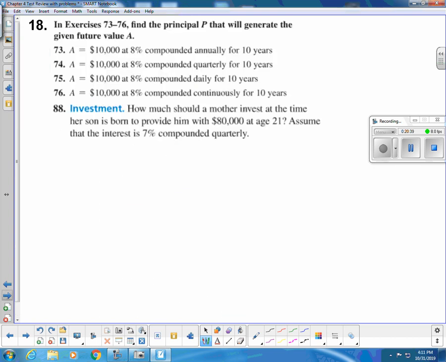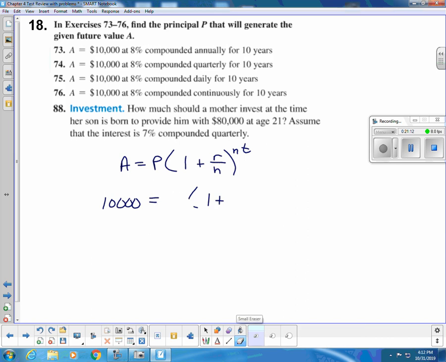Find the principal that will generate. So again, these are problems that have this formula or the PERT formula. It's an N. So either one will work depending on the situation. Let's just do annually. It's kind of boring. Let's do daily. Let's do 10,000. So we want to have 10,000 at the end of the time period. We're looking for what we invested. We're looking for the p-value.